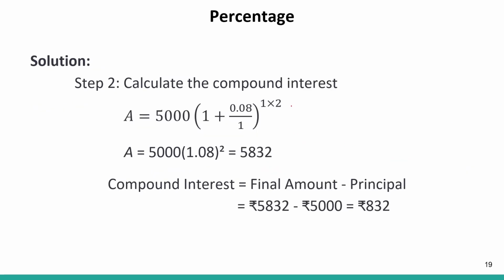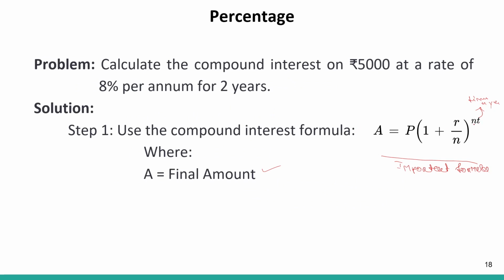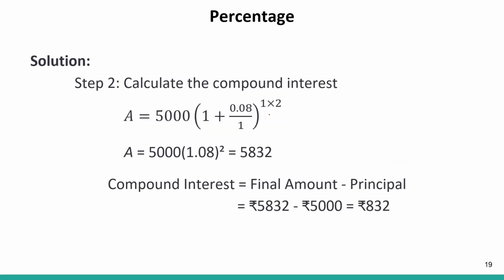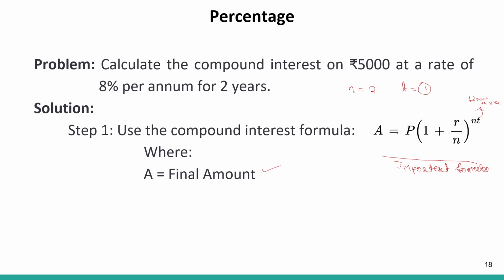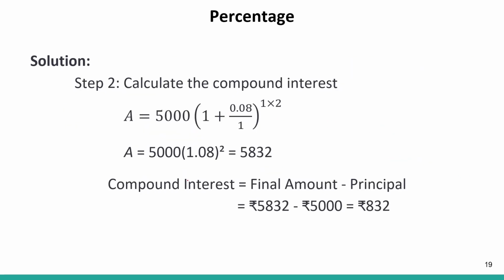Let's calculate the compound interest, that is A is equal to 5,000 into 1 plus 0.08 by 1 whole power 1 into 2. So you can see here N is the number of years, that is N is equal to 2, T in years is equal to 1. And R by N is 0.08 by 1, and P is here 5,000. So A is equal to 5,000 into 1.08 whole square is equal to 5832. So the compound interest will be final amount minus principal amount, that is 5832 minus 5,000, that is 832.